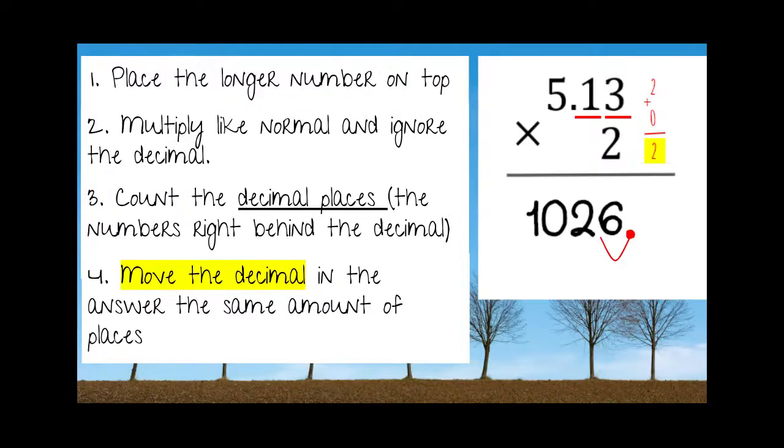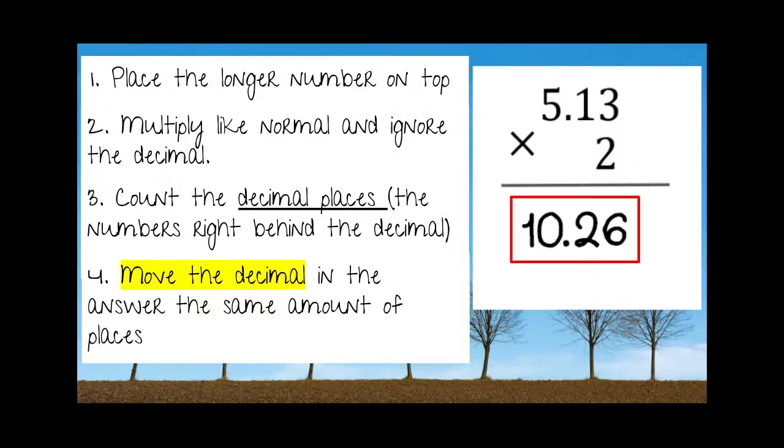So now let's move it. We're going to move the decimal one time from there to there. And then we're going to move it one more time from there to there. And we're only moving it twice because our problem has 2 decimal places. And our answer is 10 and 26 hundredths.